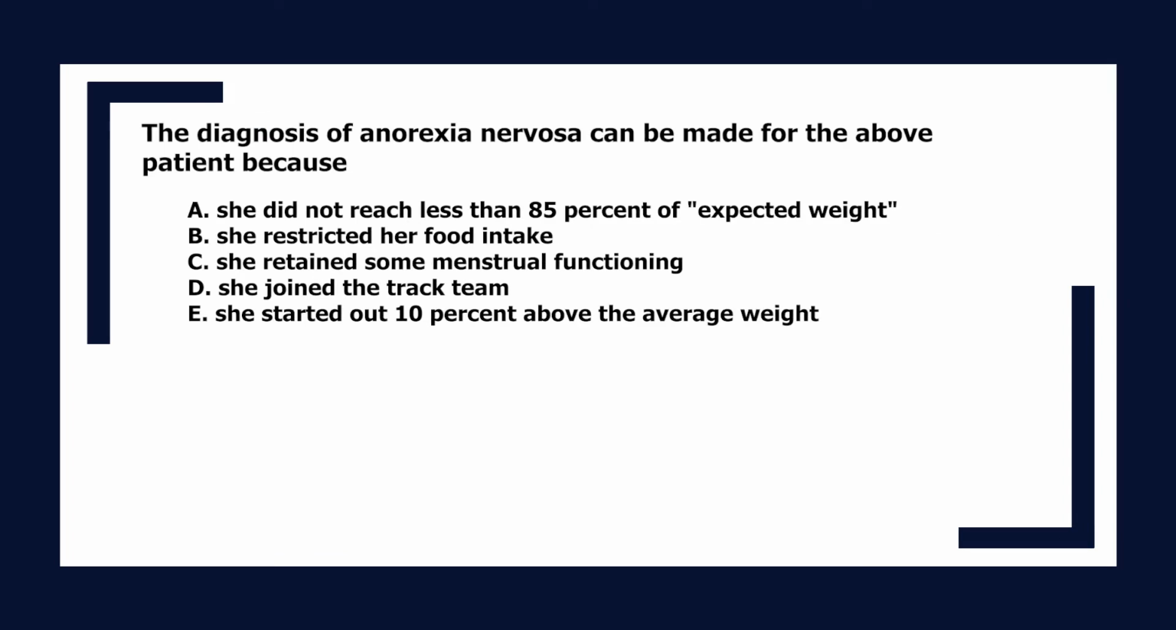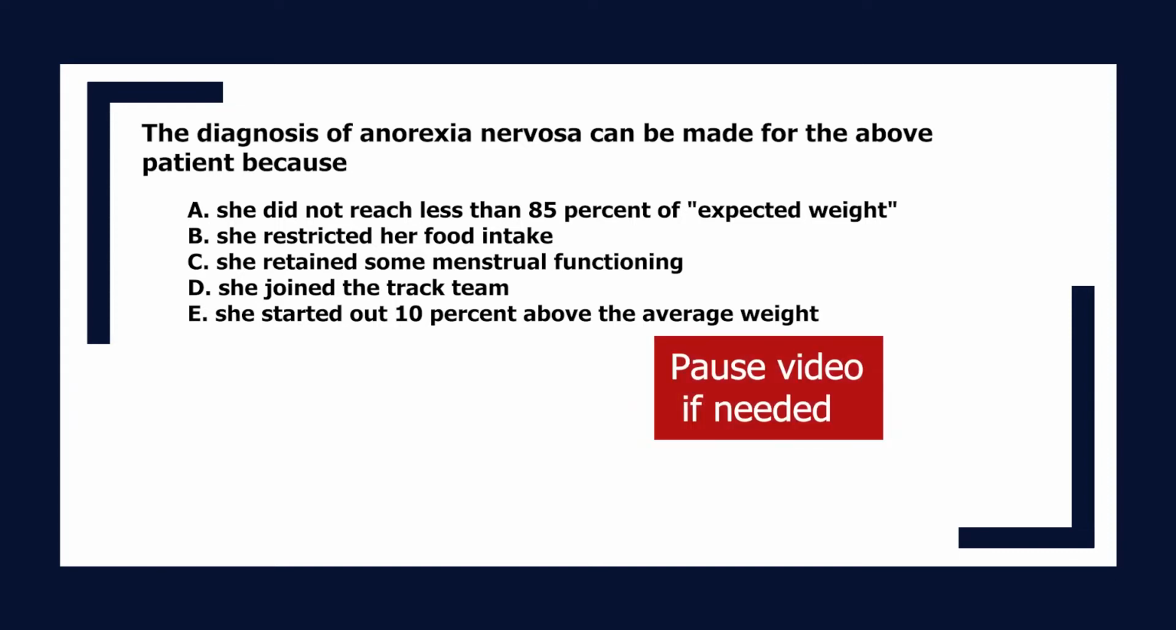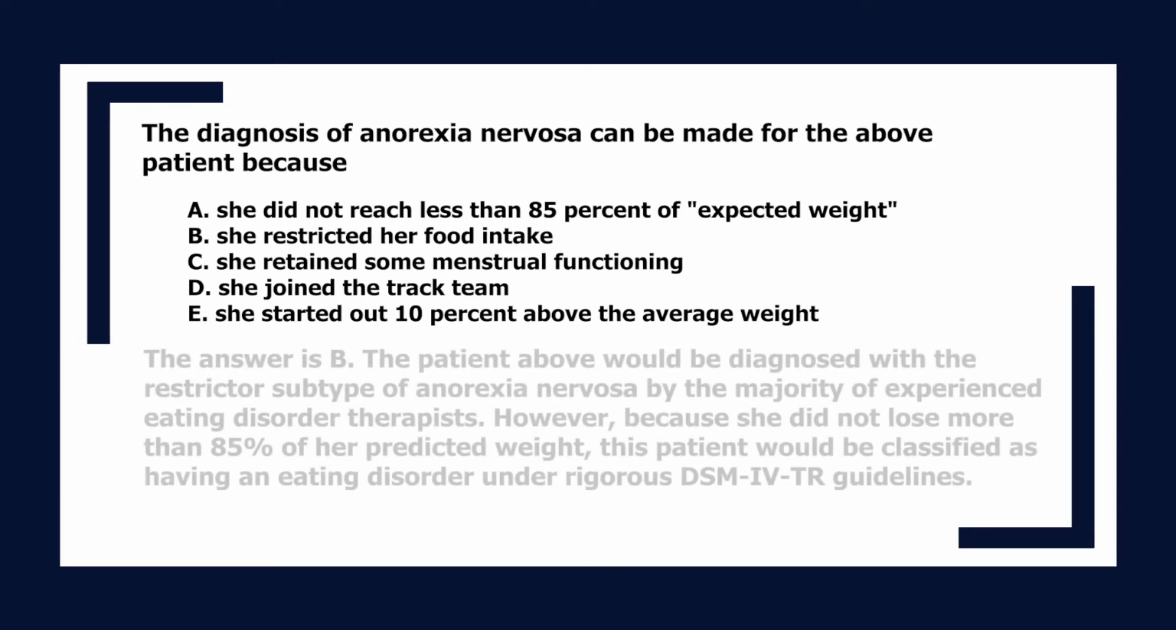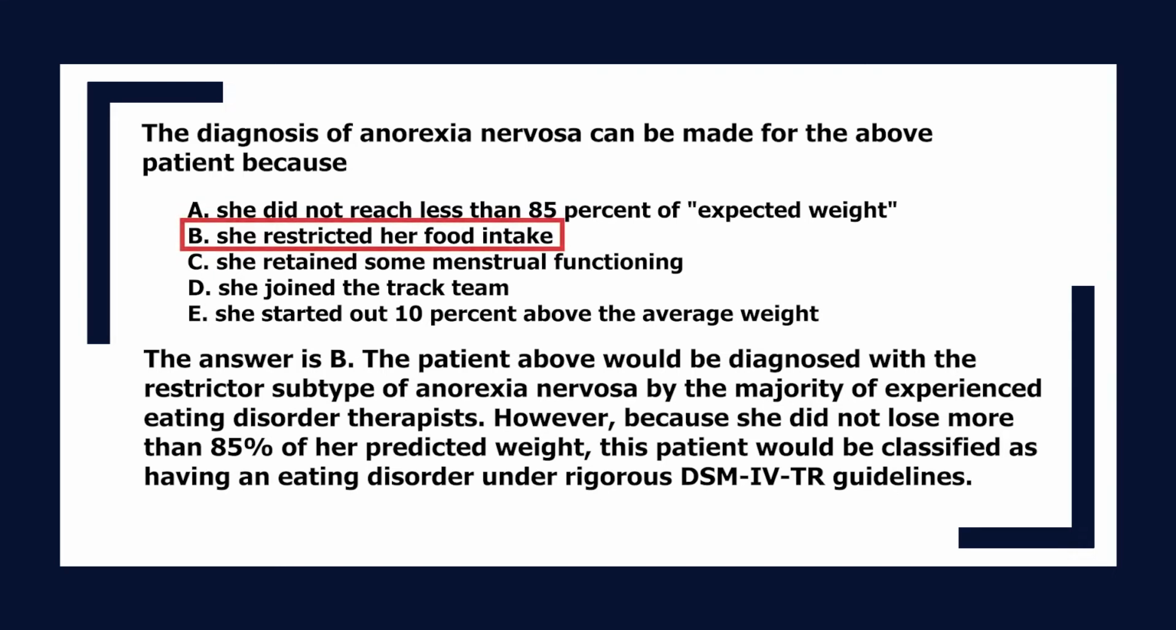The diagnosis of anorexia nervosa can be made for the above patient because A. She did not reach less than 85% of expected weight. B. She restricted her food intake. C. She retained some menstrual functioning. D. She joined the track team. E. She started out 10% above the average weight. The answer is B. The patient above would be diagnosed with the restrictor subtype of anorexia nervosa by the majority of experienced eating disorder therapists. However, because she did not lose more than 85% of her predicted weight, this patient would be classified as having an atypical eating disorder under rigorous DSM-IV-TR guidelines.